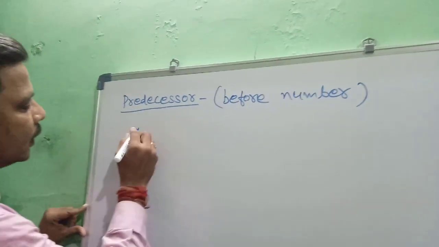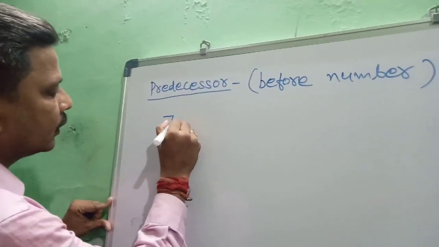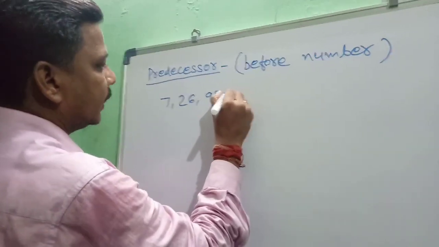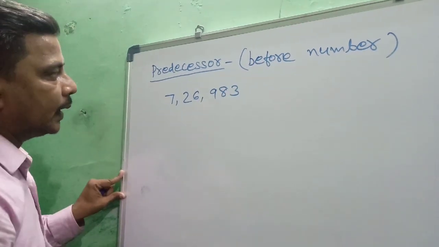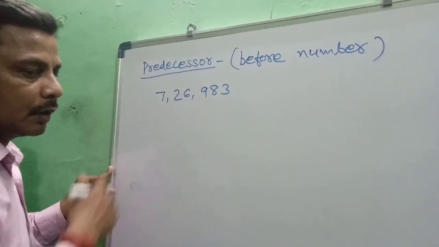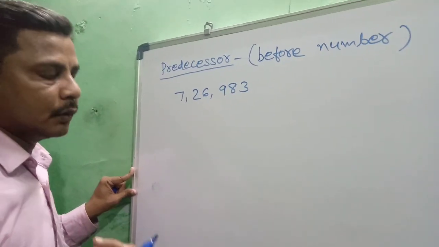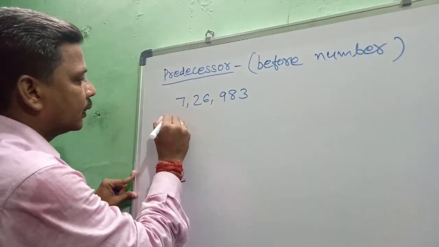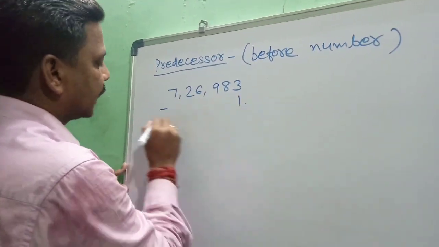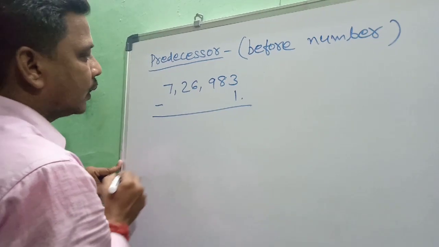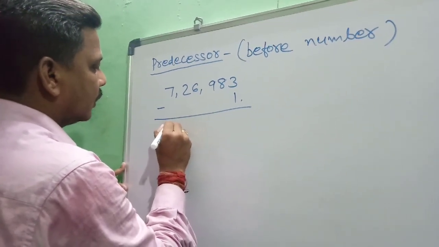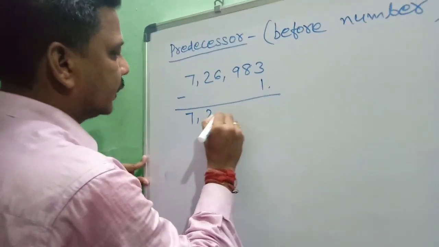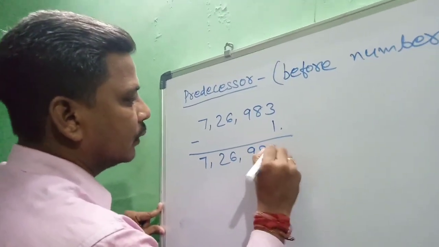Suppose I have written here 7,26,983, and I have to write the predecessor of this number. Then simply I have to subtract 1 from the number. Minus 1. Then the predecessor is 7,26,982. Okay, clear?